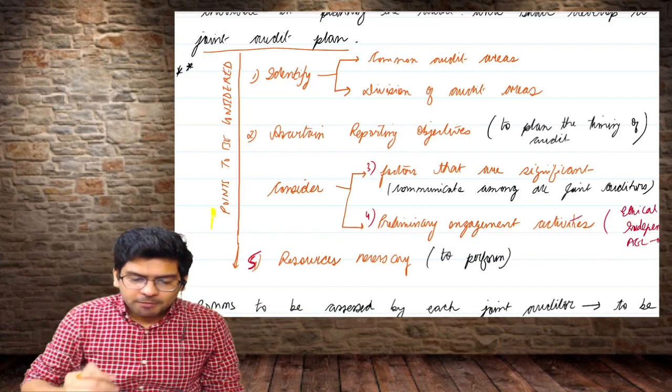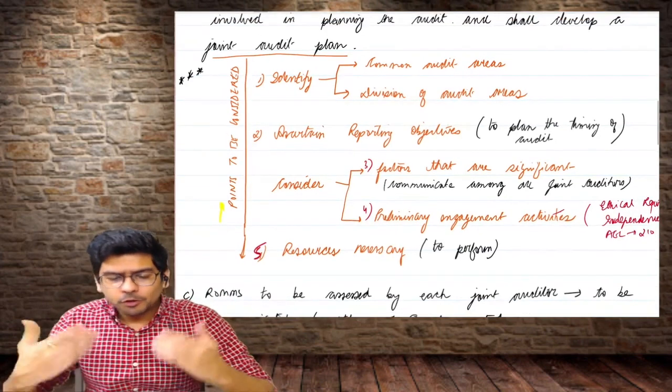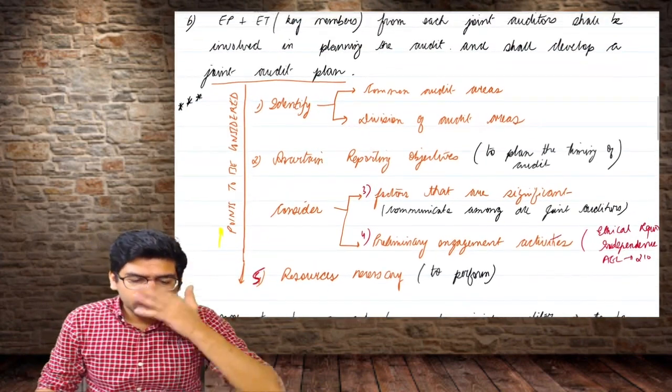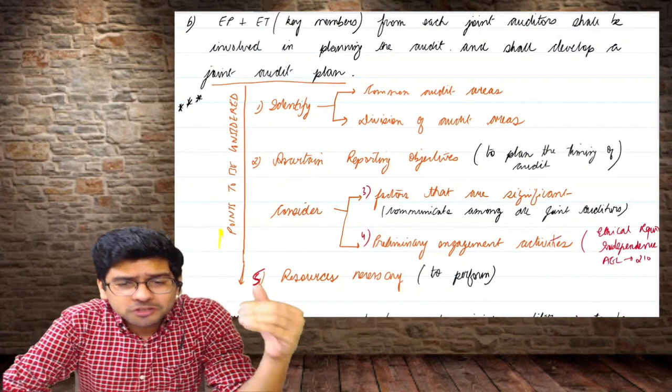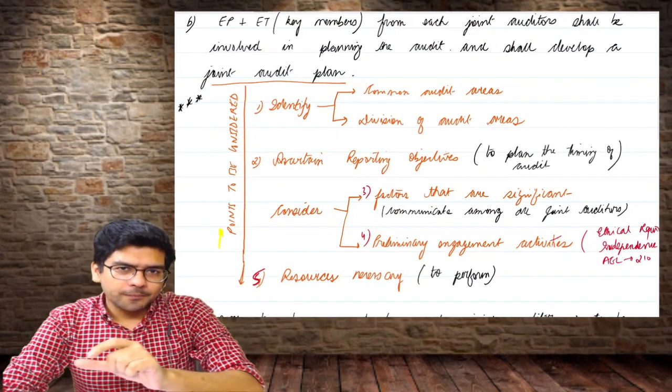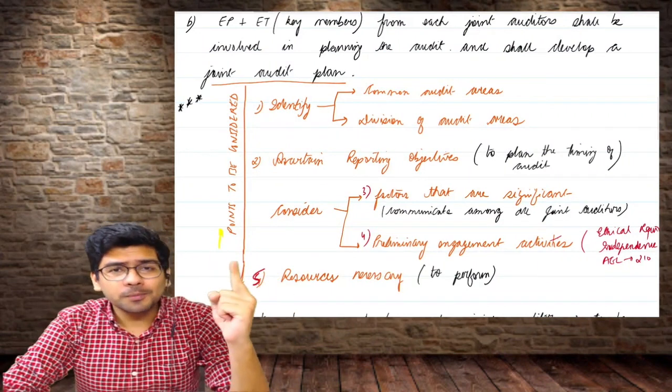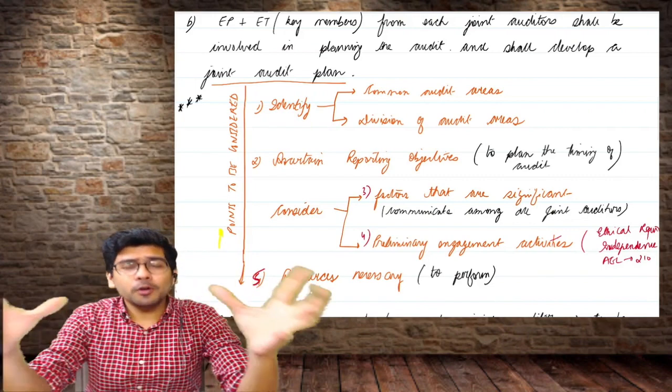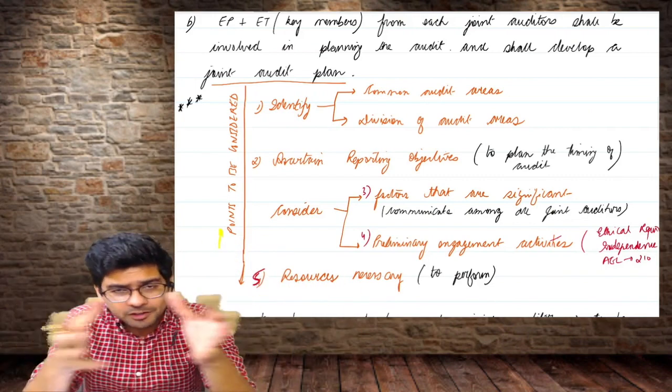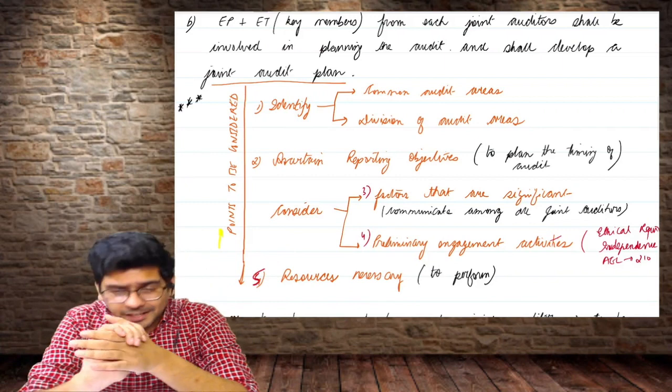So these are the 5 points. Please mark it as important whenever you take it down. They may ask you a direct question: what are the points to be considered in the joint audit plan? So the first point, please remember, is that the common audit areas and the work which has been divided will be identified.